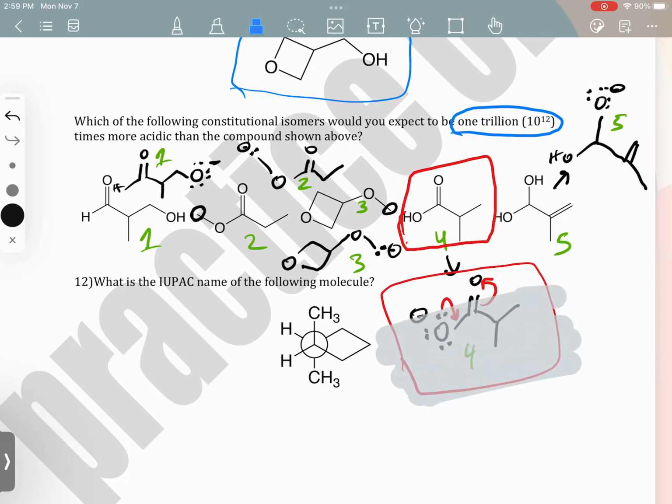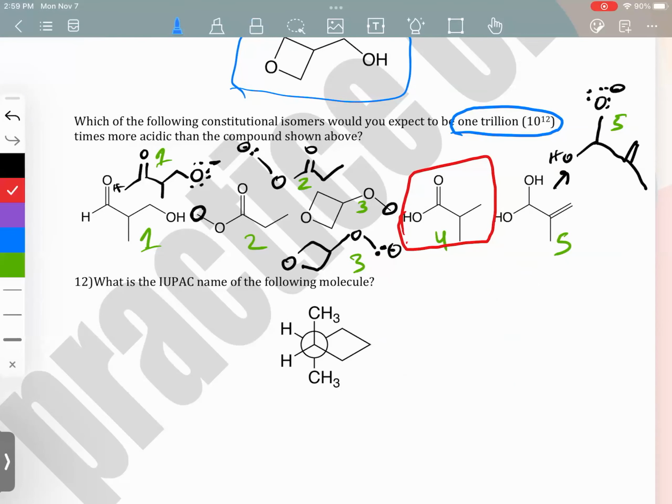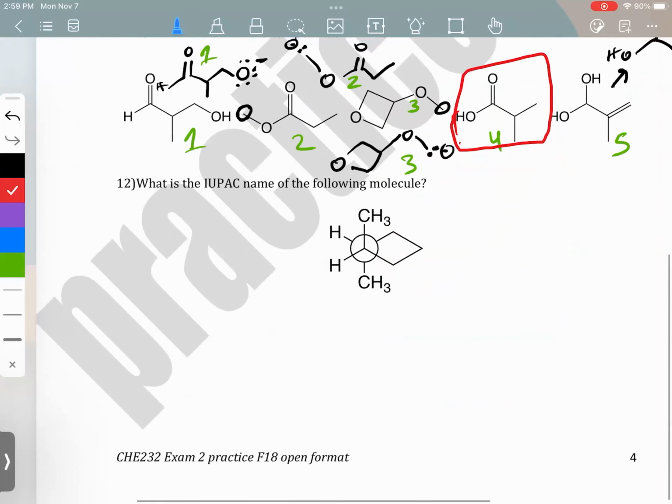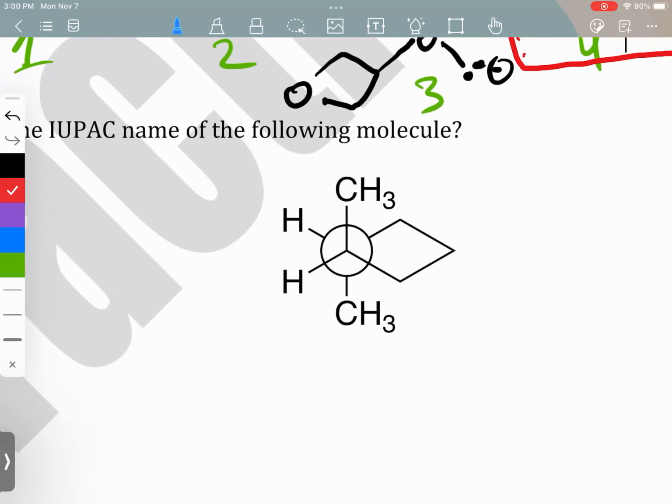So let me paste this here because I drew it into the next question. So the next question, 12. What is the IUPAC name of the following molecule? So we have a Newman projection, right? You have your first carbon, which is the one in the front here, and your second carbon, which is the big one in the back.